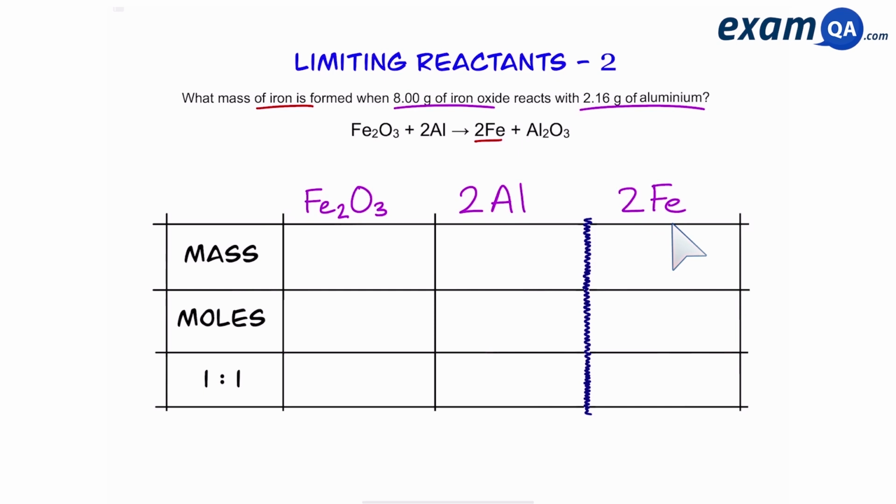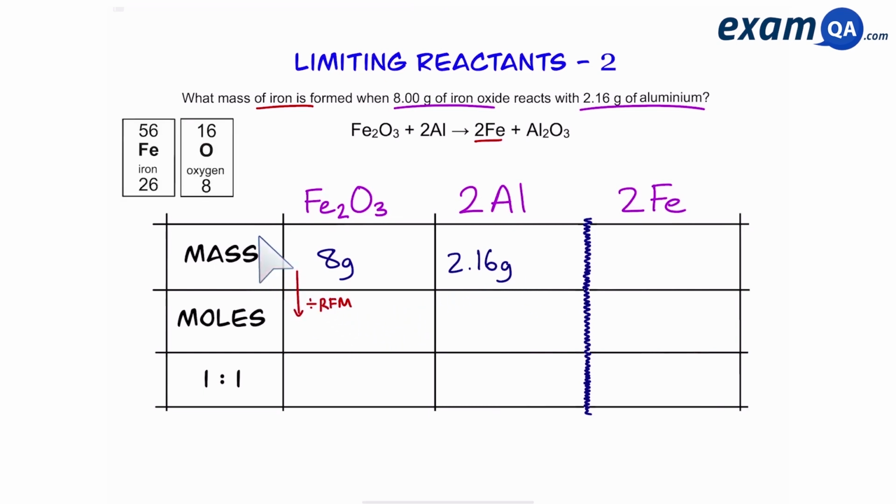Okay, next, let's fill out the table starting with the reactants. We know the mass of iron oxide is 8 grams, and the mass of aluminium is 2.16 grams. So we're going to divide by the relative formula mass to turn mass into moles. Now we have 2 irons, so that's going to be 56 times 2, and we have 3 oxygens, which will be 16 times 3. Giving us a total value of 160. So 8 divided by 160 gives us 0.05 moles.